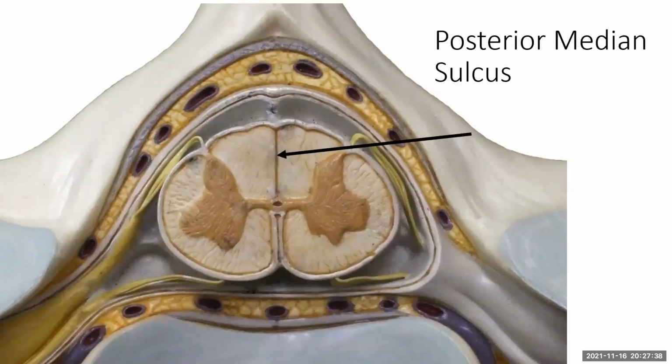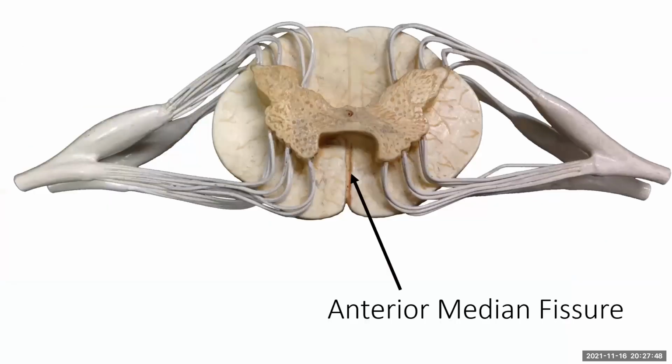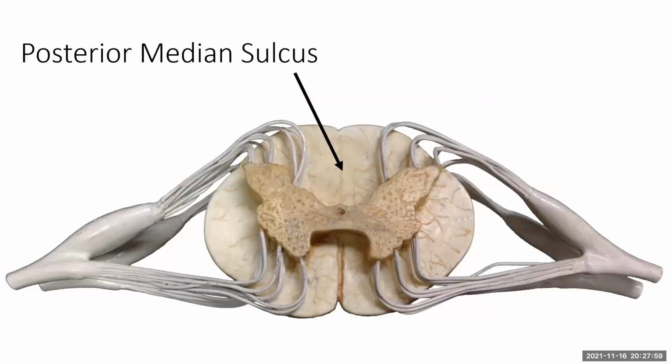So in the back, we've got our posterior median sulcus. Also take note, the one in the back is a sulcus, the one in the front is a fissure. Sulcus is in the back, fissure is in the front. There's the posterior median sulcus on this model here. You can see it again, the posterior median sulcus on our neck on this model here, okay?